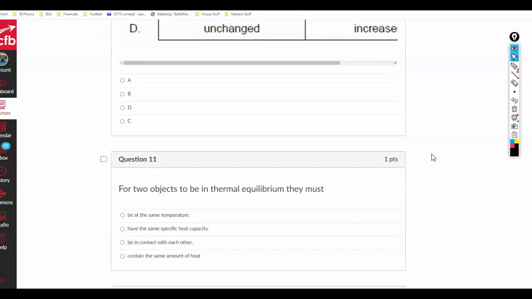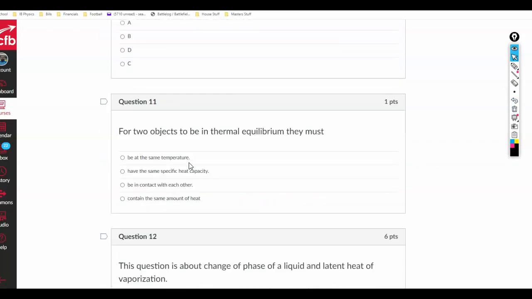Okay, question 11. For two objects to be in thermal equilibrium, they must be at the same temperature. That's just from the definition of thermal equilibrium.